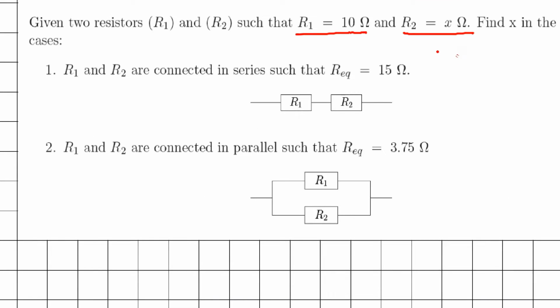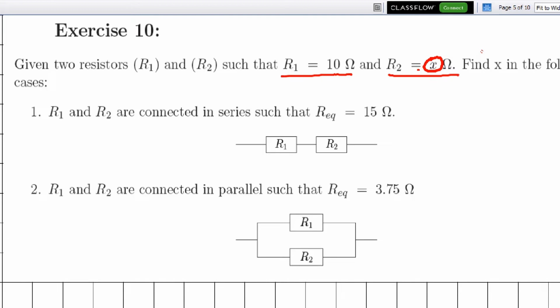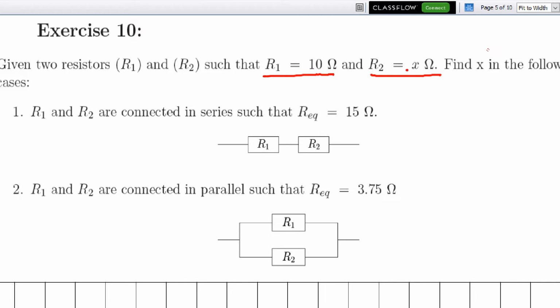So they are telling me that R1 and R2 are connected in series such that R equivalent is 15 ohms. Notice that because they are in series, R1 and R2 are in series, and we are interested in determining the value of X having R equivalent and R1. In this case, because they are in series, this statement usually gets half a mark. Then R equivalent is given by R1 plus R2. Notice that we are interested in determining the value of X, or in other words R2.